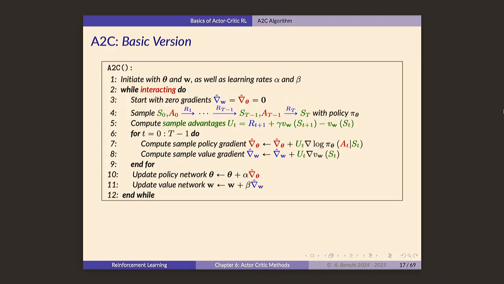Questions? Okay, so this is the most basic version of the Actor-Critic approach, and this is what people call Advantage Actor-Critic, or A2C. One of the A's comes from advantage, the other one from actor. The A2C algorithm is the most basic approach that you can use to update both networks.